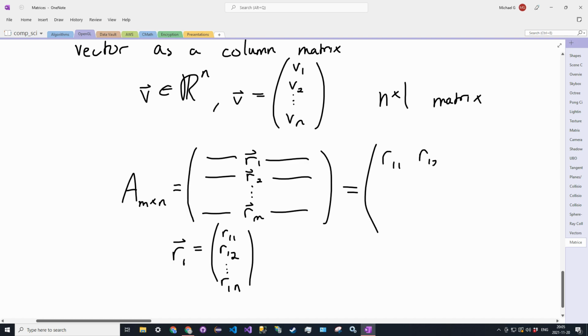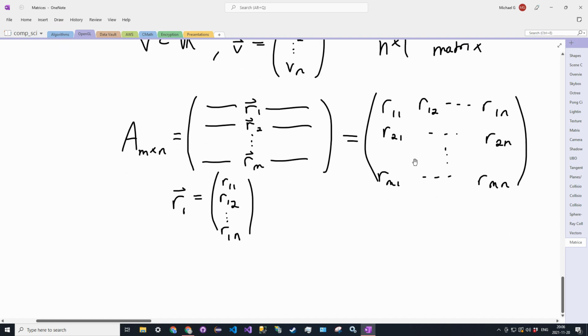this is going to be equal to R11, R12, all the way to R1n. And we have R21, all the way to R2n. And then at the bottom, we have Rm1, all the way to Rmn. So m rows, n columns.